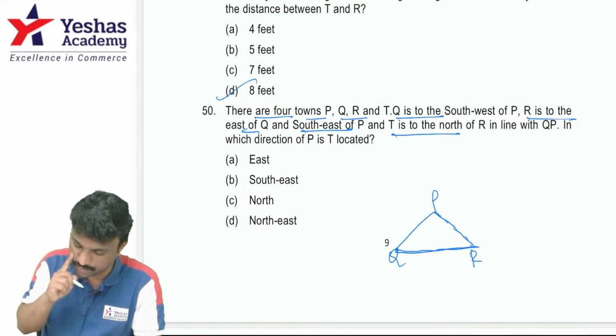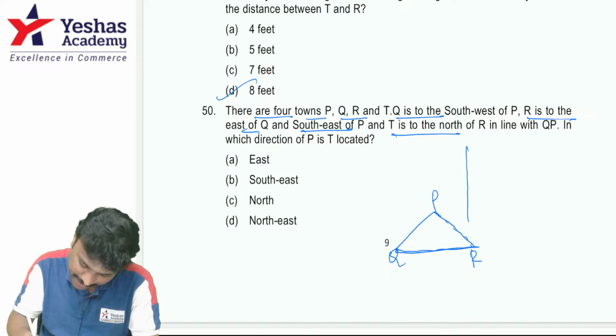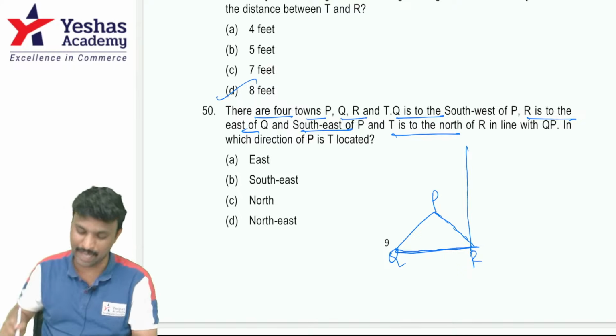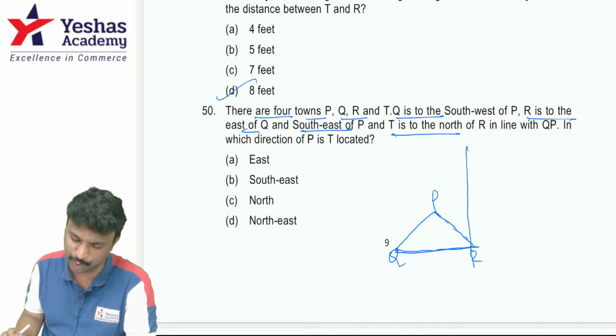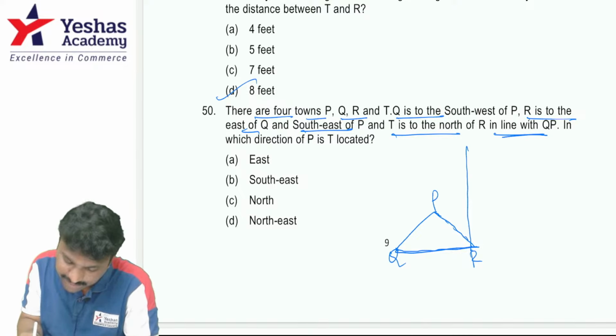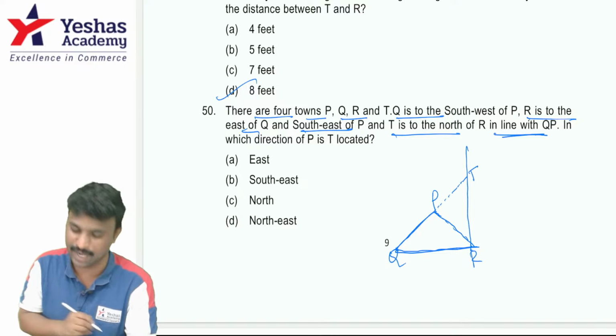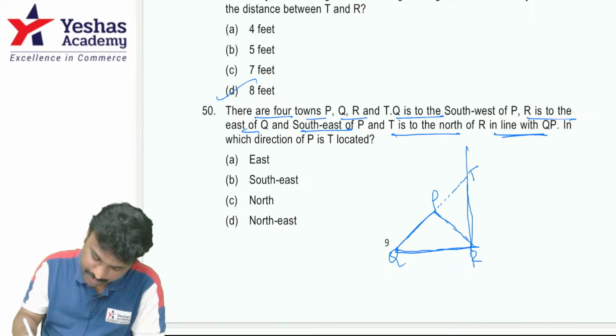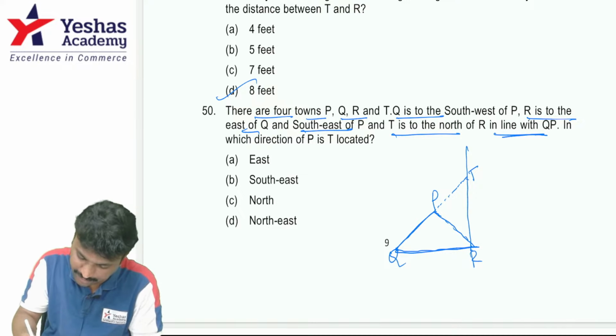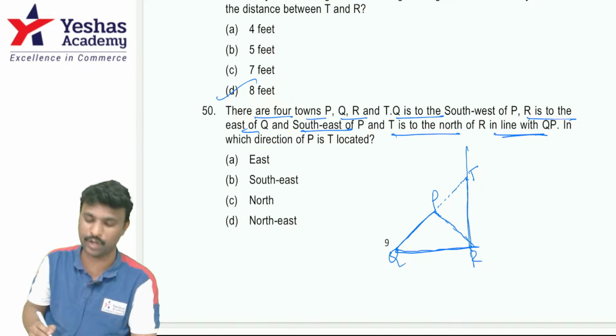And T is to the north of R. T should be exactly above R. And where exactly should T be located? In line with Q and P. So whichever line Q and P lie on, the same line T also must lie on. And the town T should be north of R.